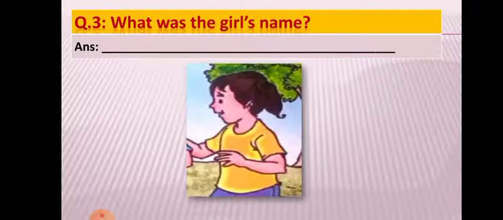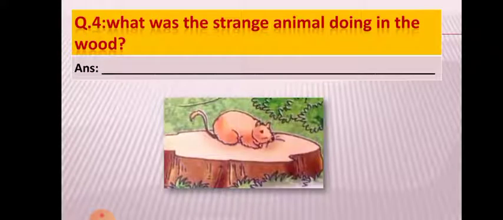Now question number 3. What was the girl's name? As you can see, it is the picture of a girl. The girl's name was Mary. You will write here, the girl's name was Mary. The first letter of Mary will be capital because Mary is a noun and always the first letter of a noun will be capital in a sentence. The girl's name was Mary. Now come to question number 4.